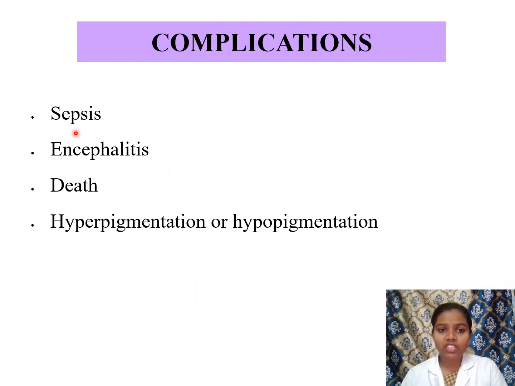And some other complications are sepsis, that is infection in the blood, and encephalitis, inflammation of the layers of the brain, and death, obviously, finally, if those complications are uncontrollable, and hyperpigmentation or hypopigmentation of the skin. So these complications seem more dangerous than the actual disease. Hence, as healthcare professionals, we have to take 100% measures to prevent these complications for our patients.